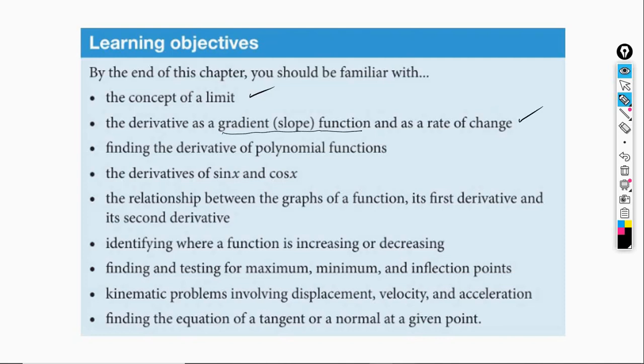You might not be familiar with this terminology, but as you advance in the topic, you'll see that all this is quite simple. Finding the derivative of polynomial functions, the derivatives of sine and cosine. In further videos, we'll be looking at the relationship between the graphs of a function, first derivative and second derivative, identifying where functions are increasing or decreasing, different tests for maximum, minimum, and inflection points, kinematic problems, that means physics, problems of motion, involving displacement, velocity, and acceleration. And finally, how to find the equation of a tangent or a normal at a given point.